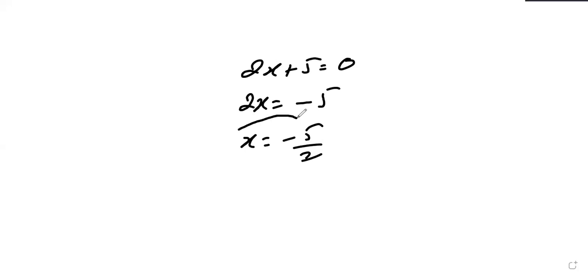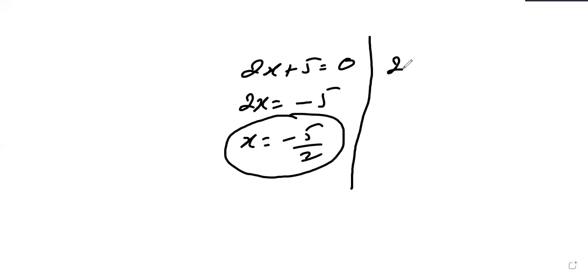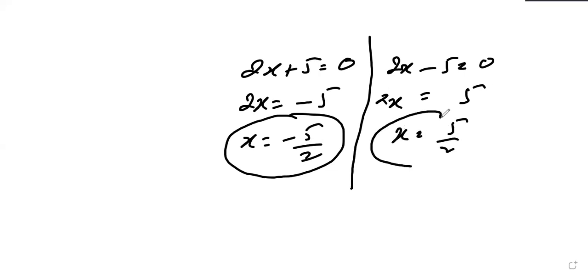The final answer: 5x plus 6 is equals to 0. So look here, 5x is equals to minus 6, x is equals to minus 6 upon 5. So in a quadratic equation, we get two answers. So 5x minus 6 equals to 0. Why do these two answers come? You will understand when you do graphs. Okay guys, x is equals to 6 upon 5. So these are the two values of x.